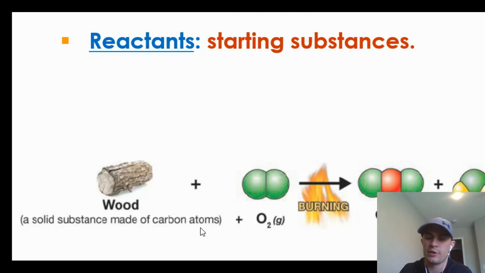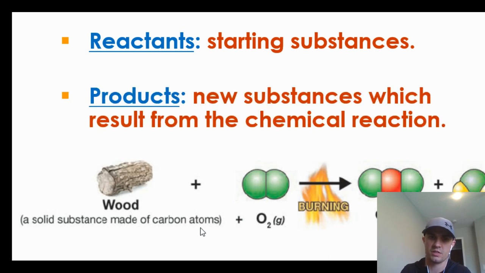If you're going to have a bonfire, you need to have wood, and that wood needs oxygen. You're not going to have a fire without oxygen, right? That is what you have to put into the chemical reaction. Okay? Those are what we call the reactants, our starting substances.